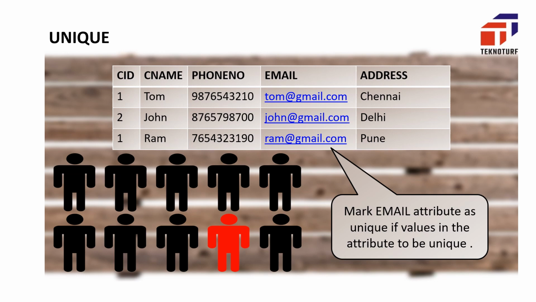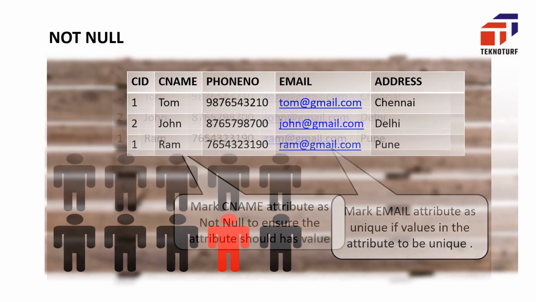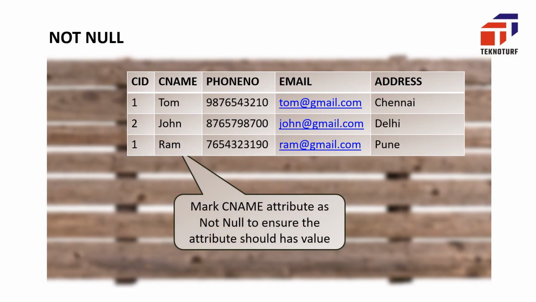If we don't want an email ID to be duplicated, can we mark the email ID as the primary key? No. Some customers may not have an email ID, but we can mark it as unique, so that no duplicates are allowed, but null values are allowed. Can we mark name as unique? No. Some customers might have the same name. We can mark it as not null, so that null values are not allowed, but duplicate values are allowed.